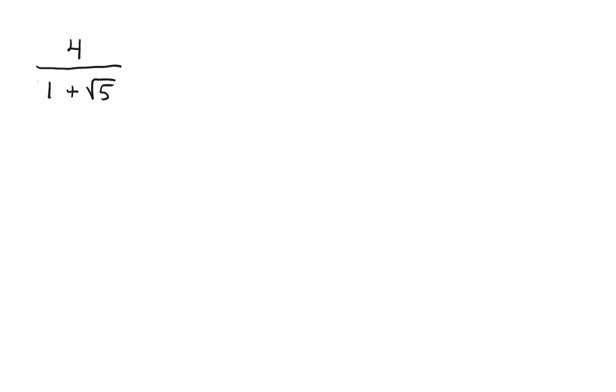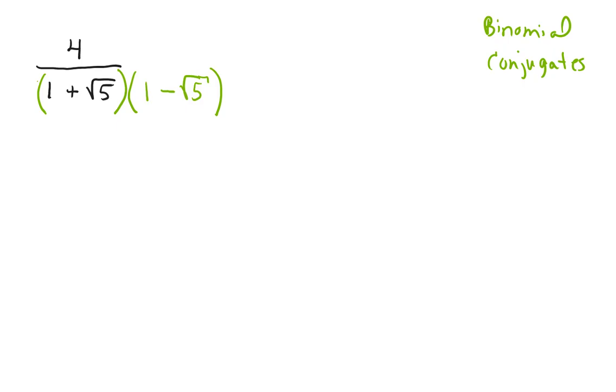So what you have to do is take the 1 plus the square root of 5 and you multiply it times a 1 minus the square root of 5. These are what they call binomial conjugates. Binomial conjugates. My handwriting's not the greatest, I'm sorry. They're almost identical, except that one of them has a plus sign and the other one has a minus sign.